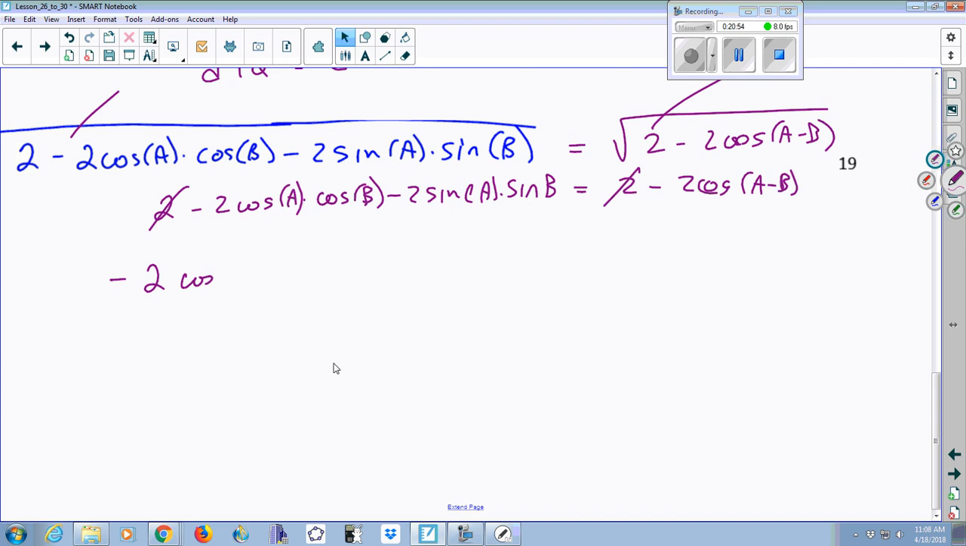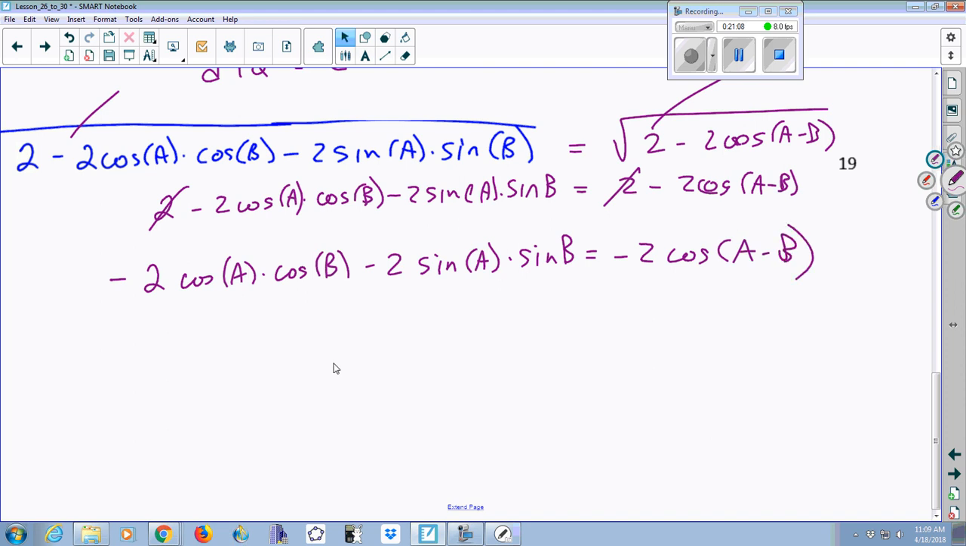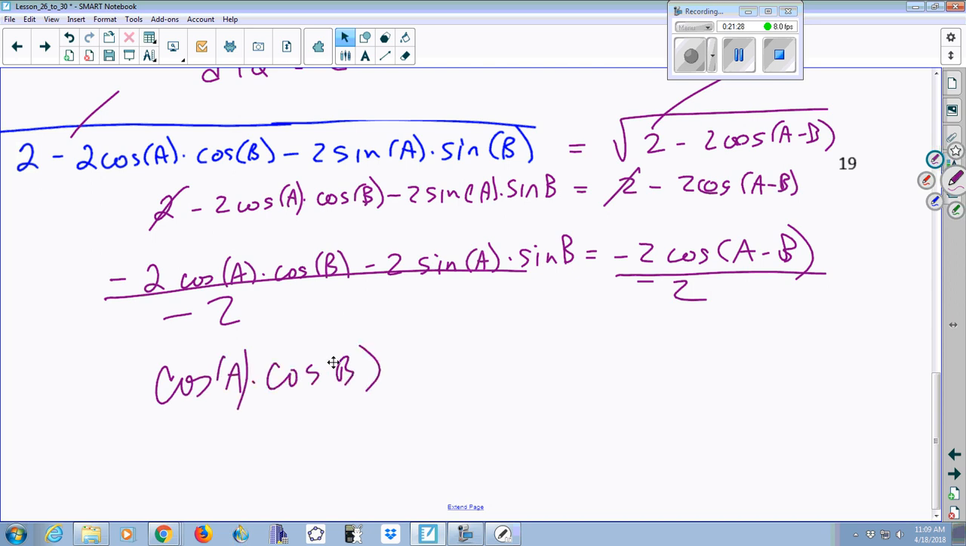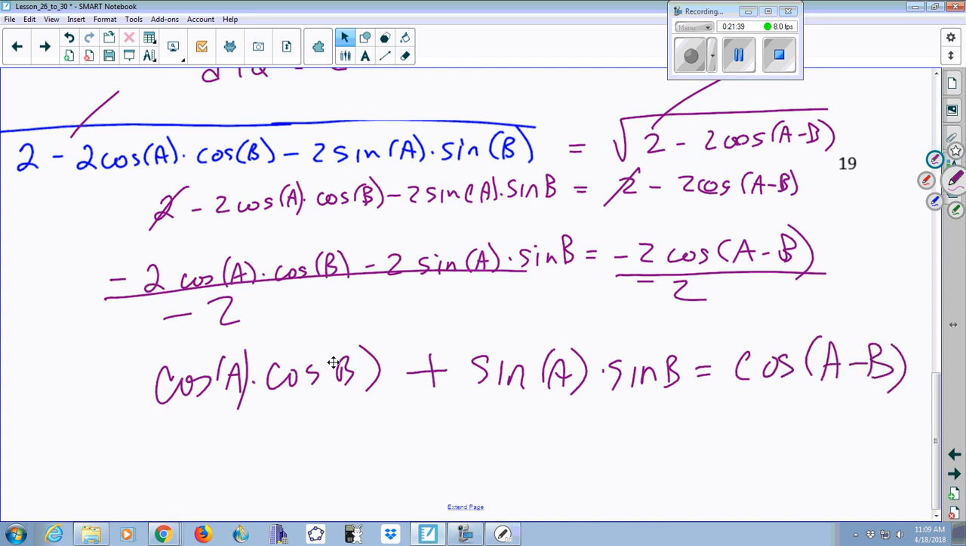So what do I have? I now have this 2 cosine of A times cosine of B minus 2 sine A times sine B. It's really starting to look like that identity now, equals minus 2 cosine of the difference between A and B. This is what I want to solve for right here, the cosine of the difference between two angles. I got to divide both sides by -2. Once I do that, I am home free. So this gives me cosine of A times cosine of B plus sine of A times sine B equals the cosine of A minus B. Thus, it is proven. QED.